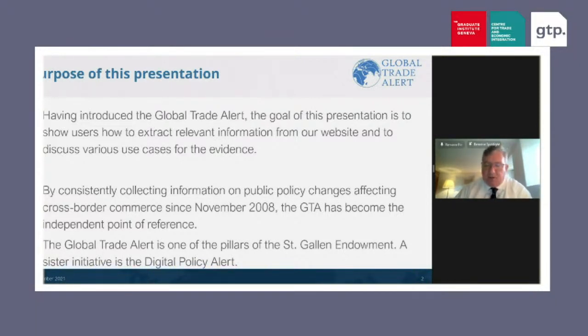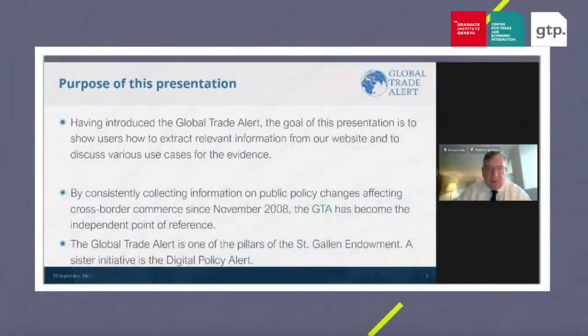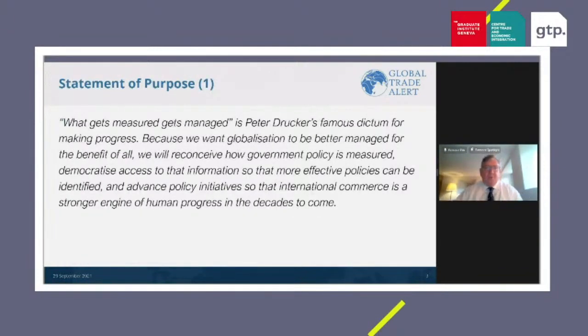Now, let me start off with describing the statement of purpose of the initiative of the Global Trade Alert, then go into the problem that needs to be solved, and then highlight how we indeed tackle that problem, the database that was created, and then I'll show you how to extract information from it. So that's very much the sequence that I would like to follow.